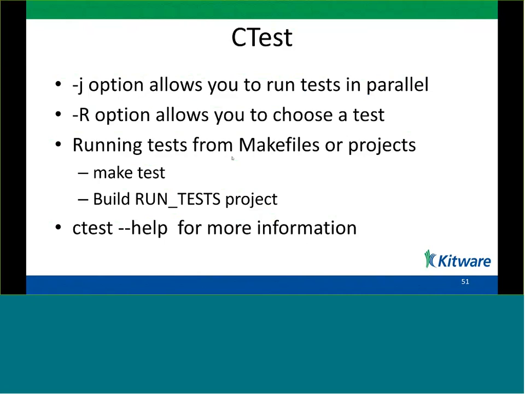The -j option allows you to run tests in parallel, and you can give it -jN to specify how many, like that example I showed of the multiple ParaViews running. The -R option is a regular expression that allows you to choose a test, so it's best to name your tests appropriately so that you can group them. You can also apply labels to them, and there's a -L label option. Running tests from makefiles or projects, you can type make test, or build the RUN_TESTS project in Windows. ctest --help will give you more information.